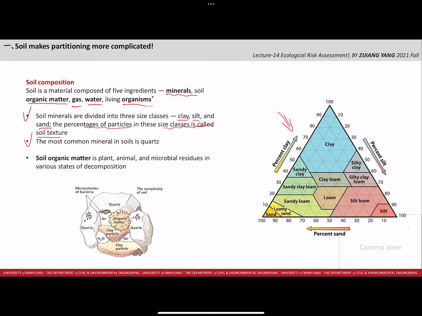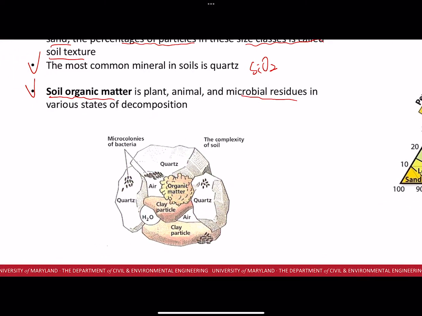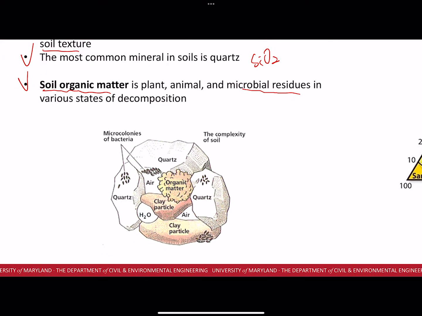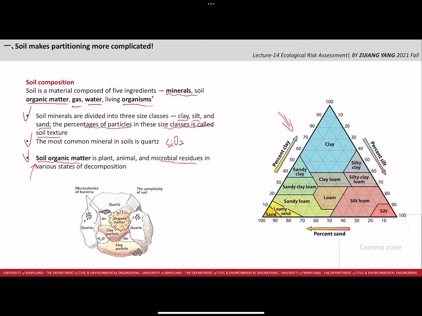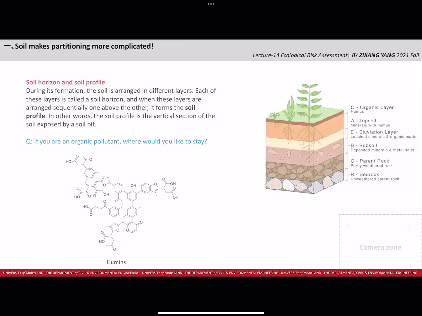And the most common mineral in soil is quartz. So I think this is silicon, something like that. And for soil organic matter, which is an important component, it is plant, animal, and microbial residues in various states of decomposition. And here is an example of the soil. But I want to emphasize that the composition of soil organic matter changes a lot. So it is not a fixed fraction.